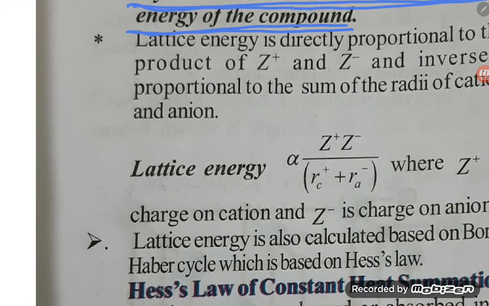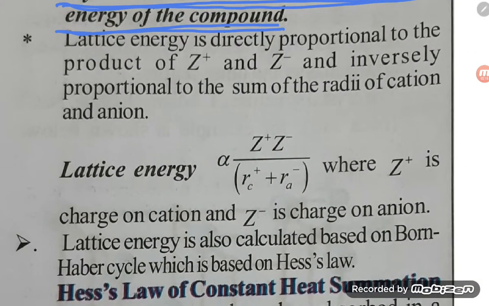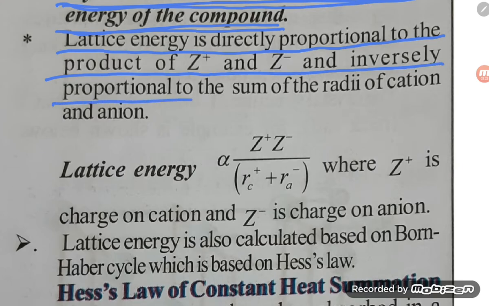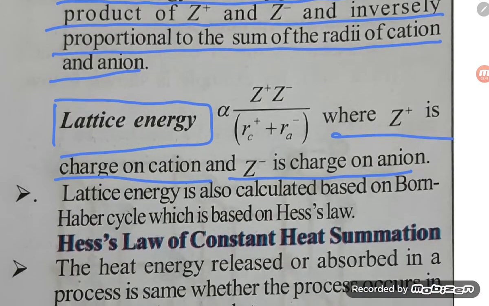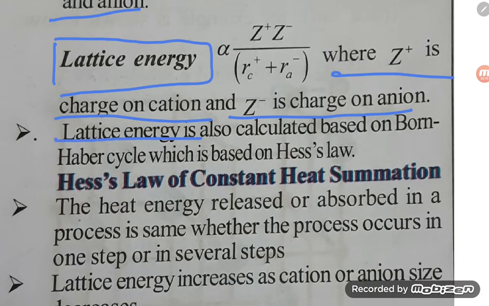Now let us move to another point. Lattice energy is directly proportional to the product of Z plus and Z minus and inversely proportional to the sum of radii of cation and anion. So the lattice energy is the product of the charges of cation and anion divided by the sum of the radii of cation plus anion, where Z plus is the charge on the cation and Z minus is the charge on the anion. Lattice energy is also calculated based on the Born-Haber cycle, which is based on Hess law.